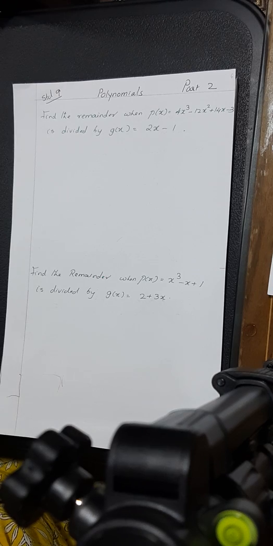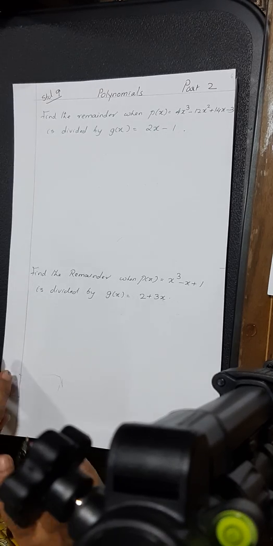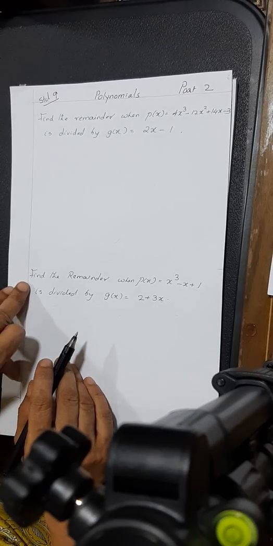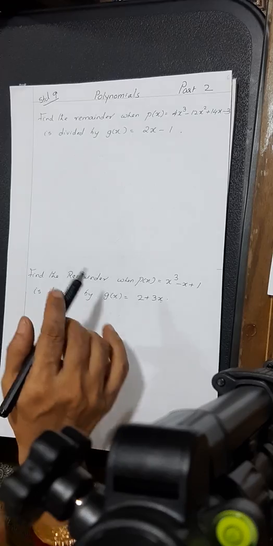This is part 2. So, we learned a lot of concepts in the first part. We stopped with the remainder theorem. If any polynomial f of x is divided by x minus a, then if you substitute a in f of x, you will get the remainder. So, we will do some problems related to that.